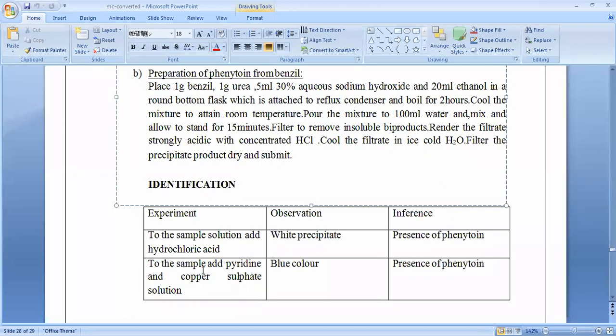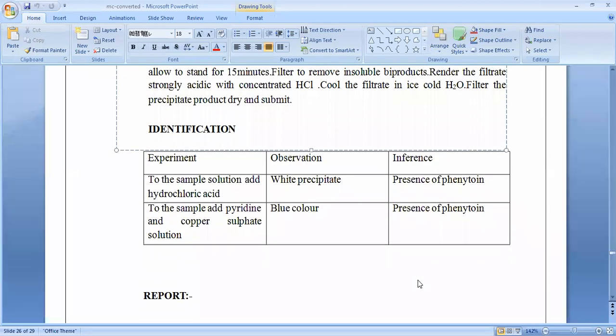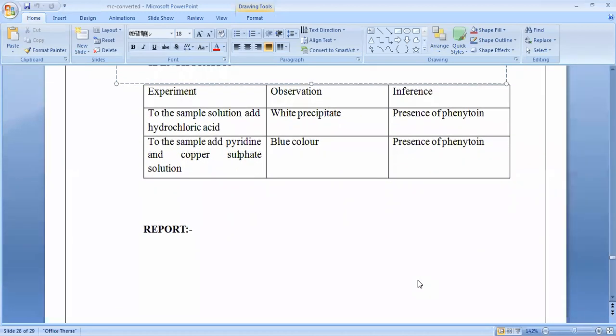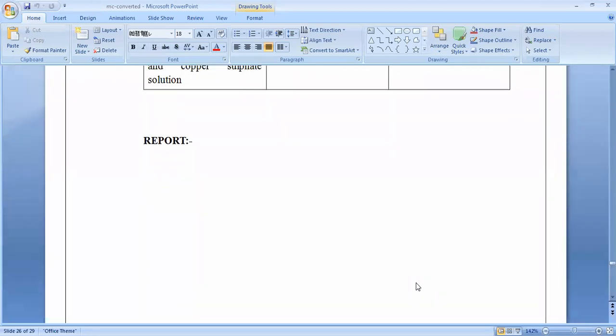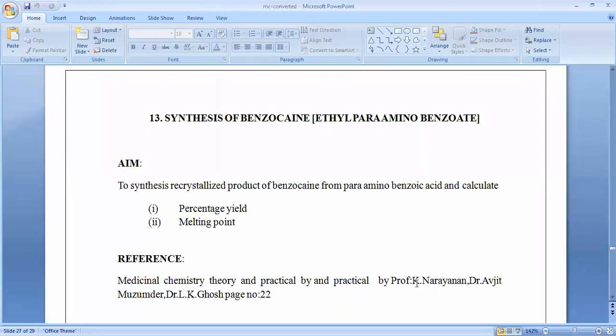Now the next test: to the sample of phenytoin drug molecule, we add pyridine and copper sulfate solution. If the copper sulfate solution in the presence of pyridine produces a blue color, it is confirmed that the synthesized product is phenytoin in nature. We report the yield of the synthesized product as percentage yield and melting point. So this is about the synthesis of the phenytoin molecule.